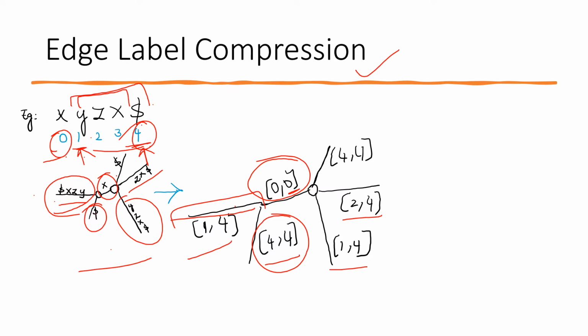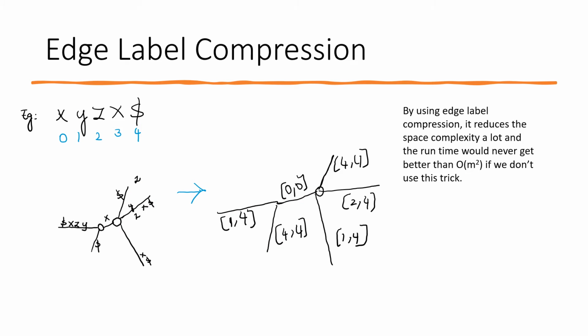Similarly, we use this edge label compression to reduce the space complexity to O of m, just like in the tries, where we use it to reduce space. Without this edge label compression, we can't reduce the space complexity a lot. Also, the runtime would never get better than O of m square if we don't use this trick.